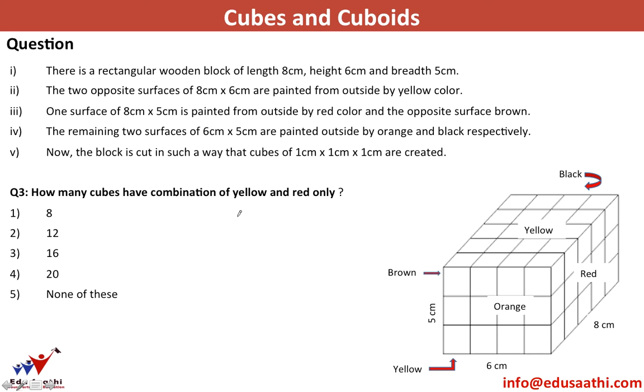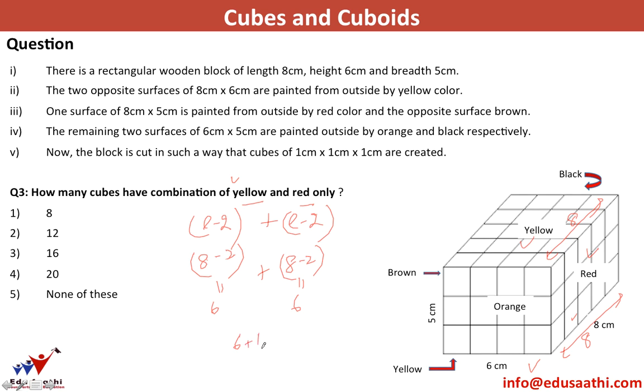How many cubes have a combination of yellow and red only? So if you look here, I have yellow here and red here. Also I have yellow here and red here. So basically I have this length as 8, and I have again this length as 8. So how many cubes will have two sides painted as yellow and red? I'll have L minus 2 for this edge and also for this edge, plus again L minus 2. Now this is a kind of question where formula wouldn't work and you'll have to imagine things. So I have 8 minus 2, which is 6, plus again 8 minus 2, which is 6, and 6 plus 6 gives me 12. So my correct option is the second option here.